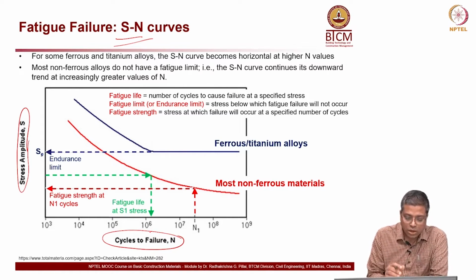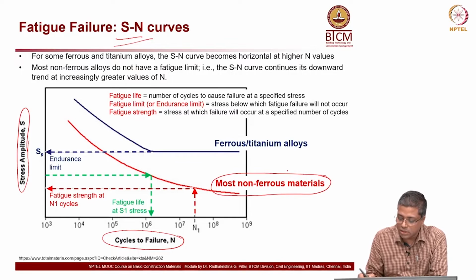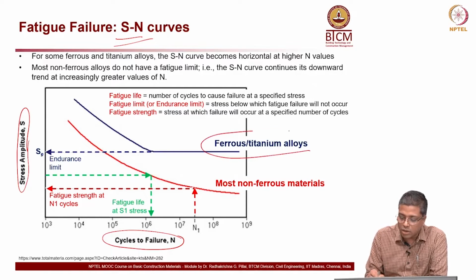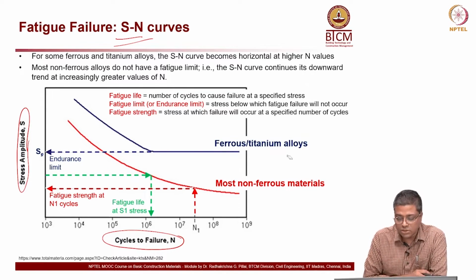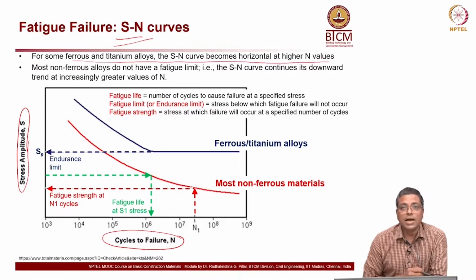Now, you can see two curves here, one is a red curve and another one is a blue curve. The red curve is for most non-ferrous materials and the dark blue one is for the ferrous or titanium alloys. So, let us first discuss the ferrous or titanium alloys and then we will go to the non-ferrous material. Some ferrous and titanium alloys become horizontal at higher N values, the more the cycles, it becomes horizontal.